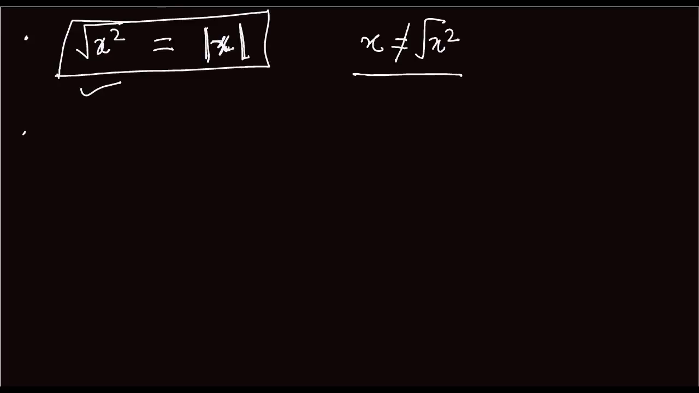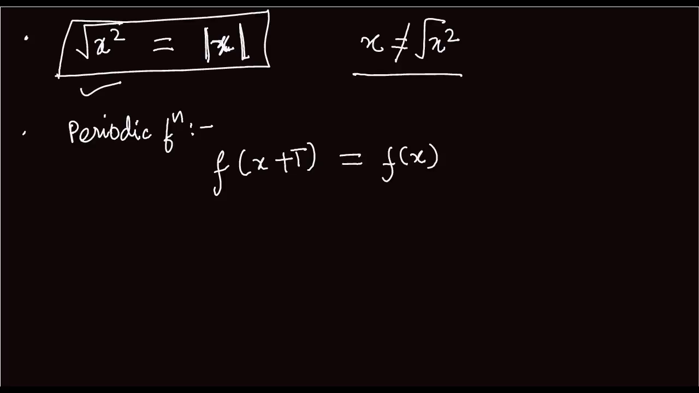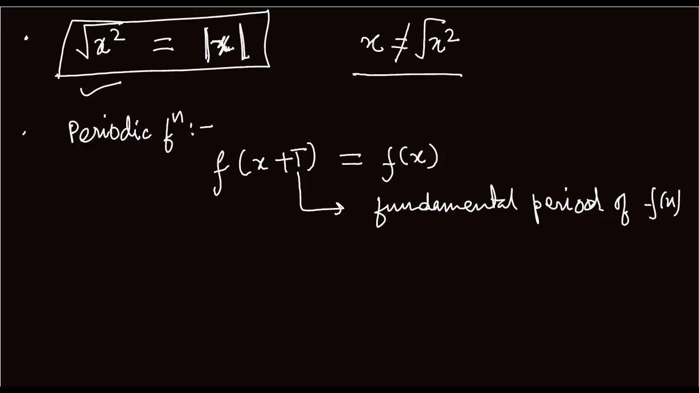So now the next point is about periodic functions. Periodic functions means it has a period. After every period, it will repeat itself. So we can say f of x plus T equals f of x: if you add a period to x, then it will be the same. Here T is the fundamental period of the function f of x, because we are talking about f of x here.